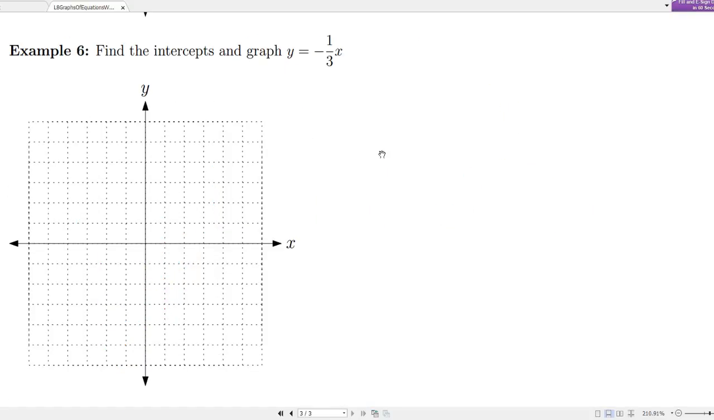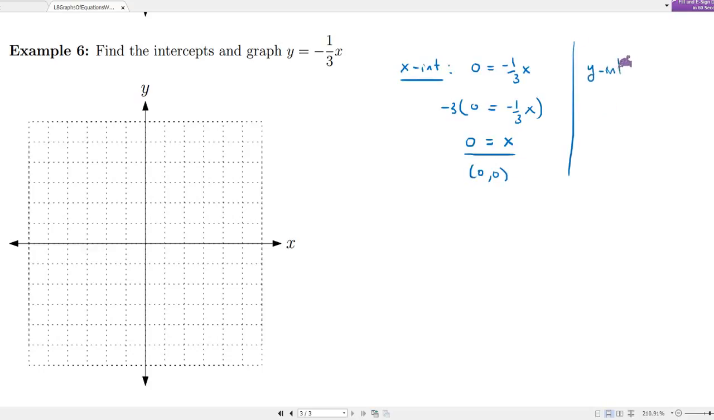Okay, so continuing to the last example here. Let's find the intercepts and then graph this real quick. So the x-intercept. In that situation, y is going to be 0, so let's solve that. So 0 is equal to -1/3 x. And to solve this, we could multiply both sides by -3 to cancel this out. So we'll have 0, and then -3 times -1/3 will be a 1, so we're just left with x. So our point is actually the origin.